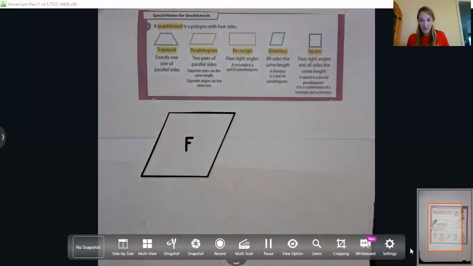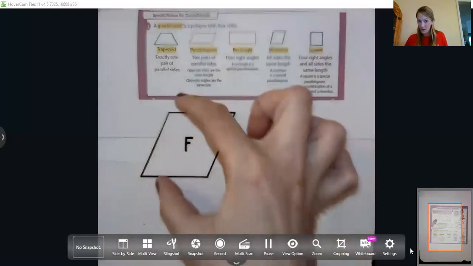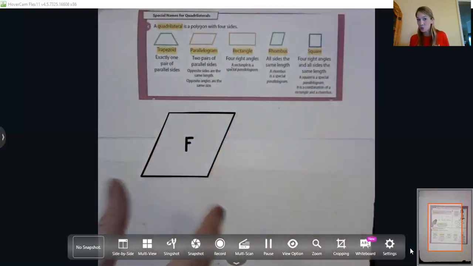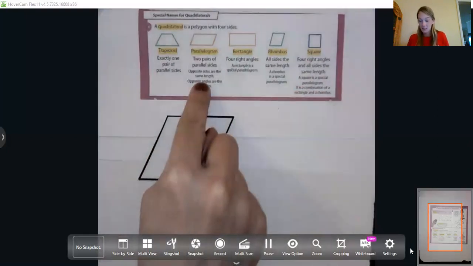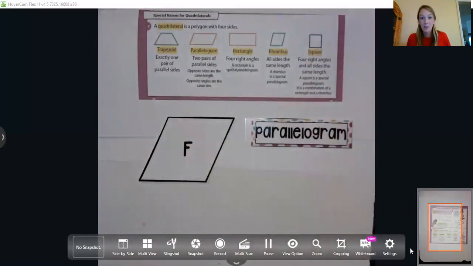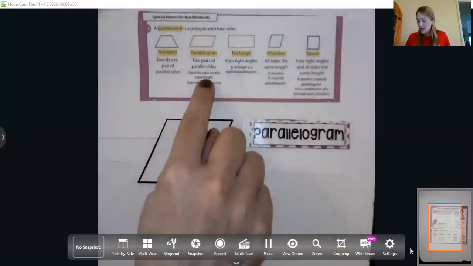Trapezoid, does it have one pair of parallel sides? Only one pair? Okay, the top and bottom are parallel, and left and right are parallel. So that means it has two pairs, not one pair, so it's not a trapezoid, but that does mean it's a parallelogram. Okay, it's a parallelogram. We've already decided that.